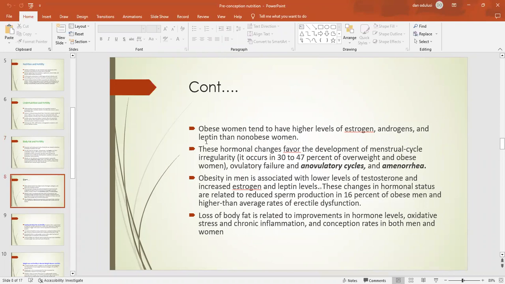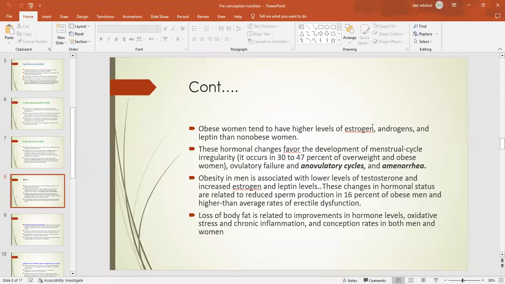So obese women tend to have higher levels of estrogen, androgens, and leptin than non-obese women. These hormonal changes favor the development of menstrual cycle irregularity, occurring in up to 47% of overweight and obese women, ovulatory failure, anovulatory cycles, and amenorrhea. Amenorrhea is lack of menstrual periods, and in anovulatory cycles a woman has normal menstrual cycles but without ovulation. So there's no egg produced, and no egg for the sperm to fertilize.